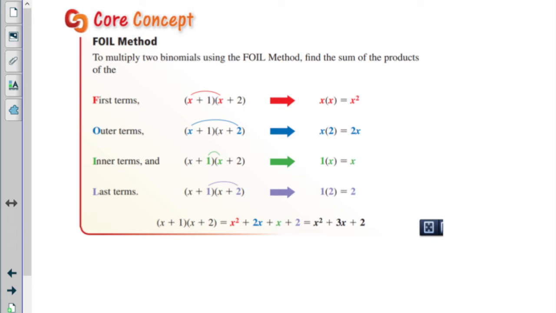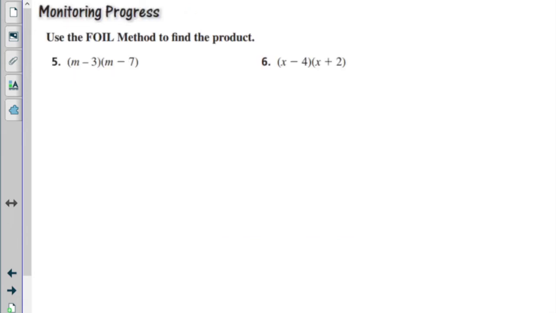If you see it later on in another class from another teacher, that's what this is. It stands for first, outside, inside, last, which is what the distributing does. It distributes the x to the x plus 2, so that's the first term and the outside term. And then we distribute the 1 to the x plus 2, the inside and the last. So I'll do one more example where I point it out this way.